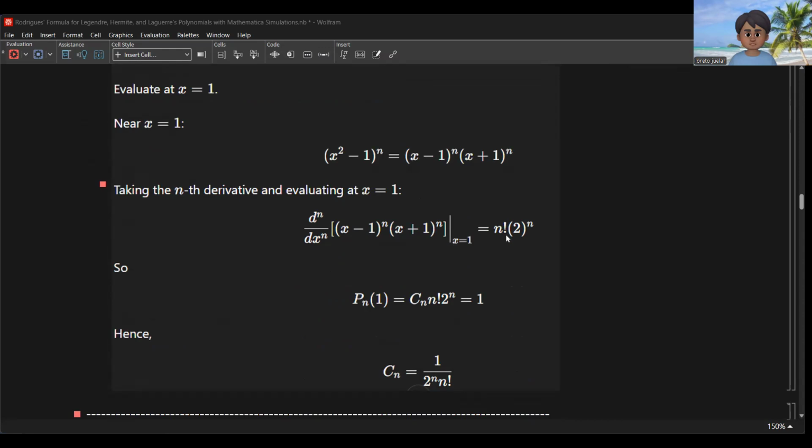we have the right side equal to n factorial times 2 to the n. So P_n of 1 is equal to c sub n times n factorial times 2 to the n, which equals 1. Hence, c sub n is equal to 1 over 2 to the n times n factorial. So this is what we are going to prove, or we are going to find the value of c sub n in terms of n factorial and n.